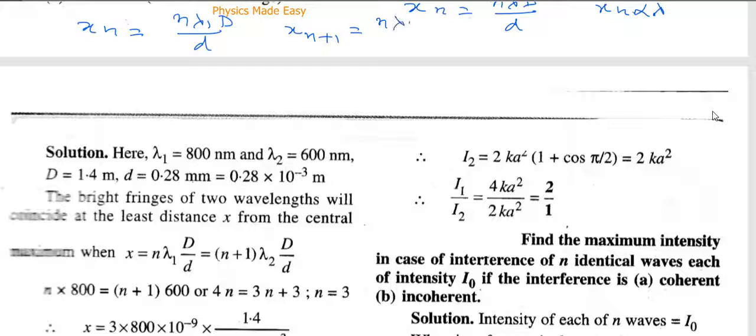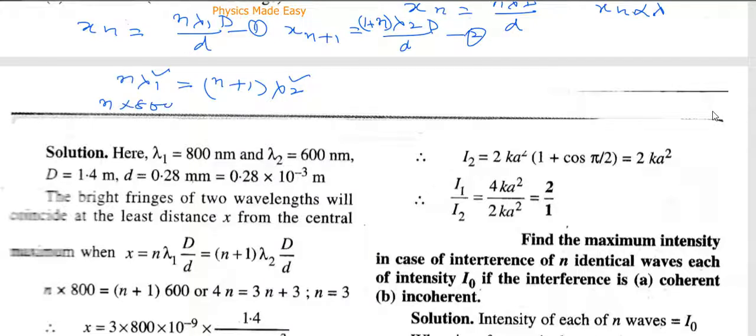So this is n lambda 1 D by d, and here it will be (n plus 1) lambda 2 D by d. Now both of them are to be equal. It means n lambda 1 equals (n plus 1) lambda 2. Now lambda 1 is known, lambda 2 is known. We just need to calculate the value of n. So for the sake of simplicity, here it will be 800 and here it will be 600. You don't need to worry about the units. This is 4 by 3. 4 by 3 n is equal to n plus 1. From here I can make the calculations and find the answer.